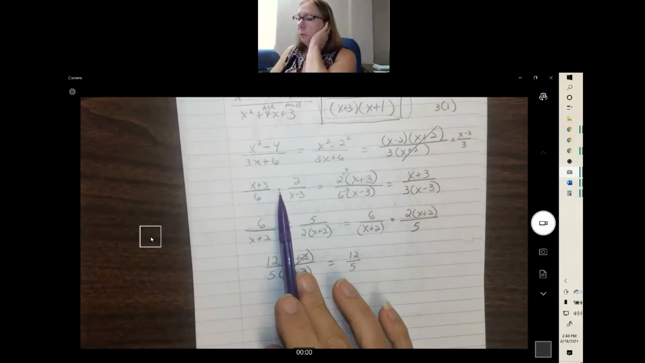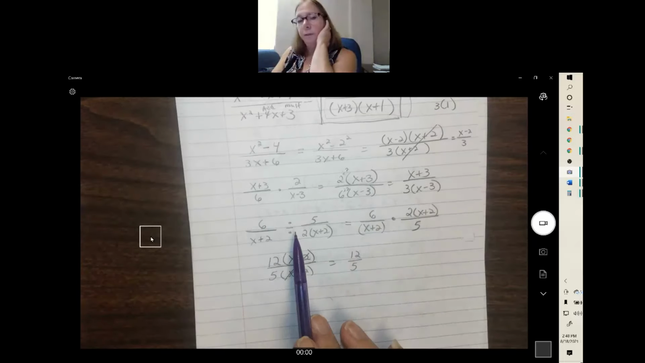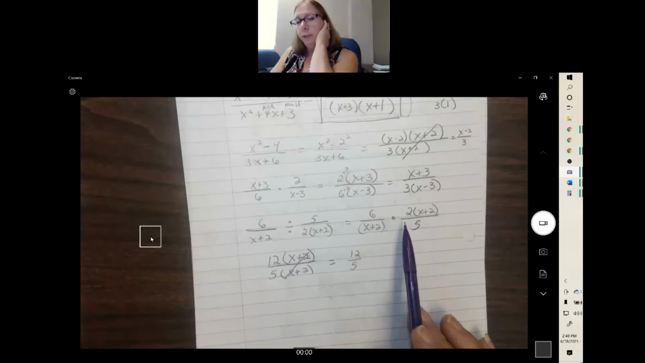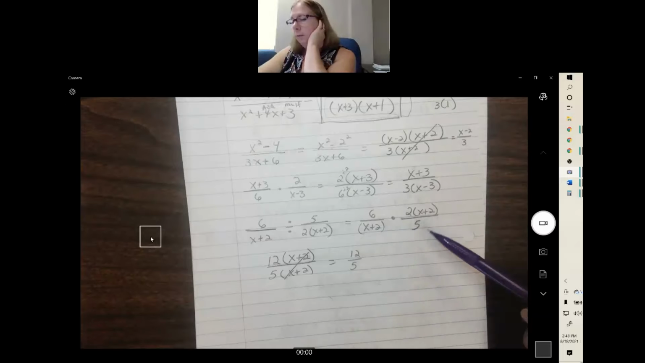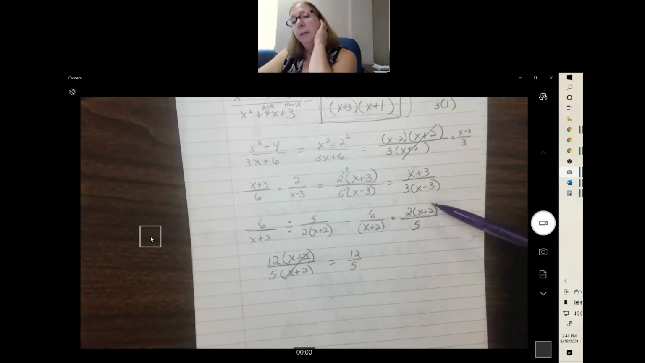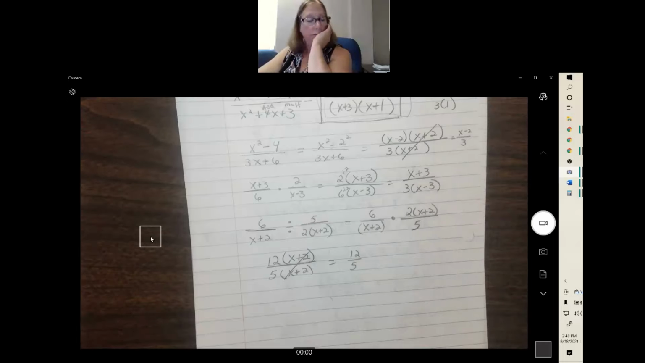So when you have fractions, if you're multiplying, multiply across. If you're dividing, make it a multiplication by flipping the fraction after and then just multiply. Any questions on that?